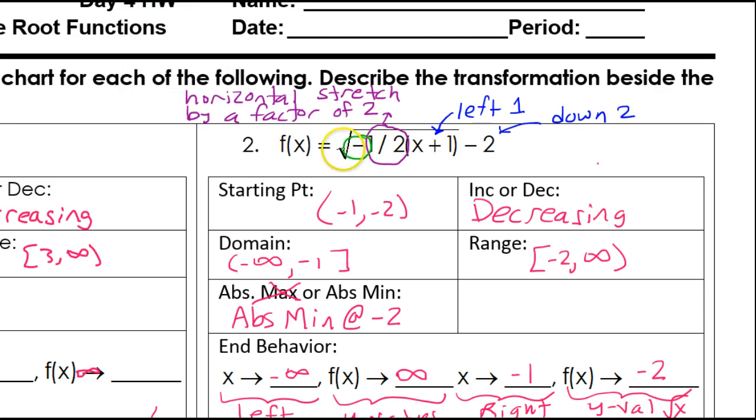If this negative sign had been out in the front, we would have said reflection over the x-axis. When the negative sign is underneath the radical, that is a reflection over the y-axis.